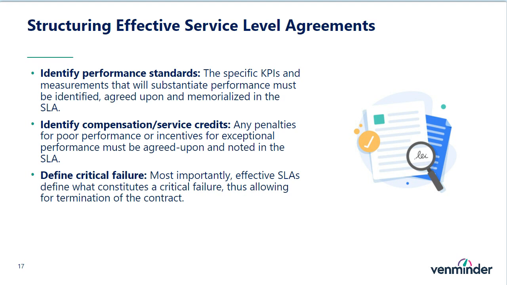Will it be a rebate or discount? And when it's to be paid, is it immediately? Is it within 30 days, the next billing cycle? Alternatively, if you're going to use those SLAs for incentives, you want to do the same thing for the vendor. Spell it out very clearly. But the last thing here is that a really effective SLA defines critical failure. So what constitutes a critical failure where we can cancel the contract? So that's SLAs. Let's jump into key performance indicators, or KPIs.